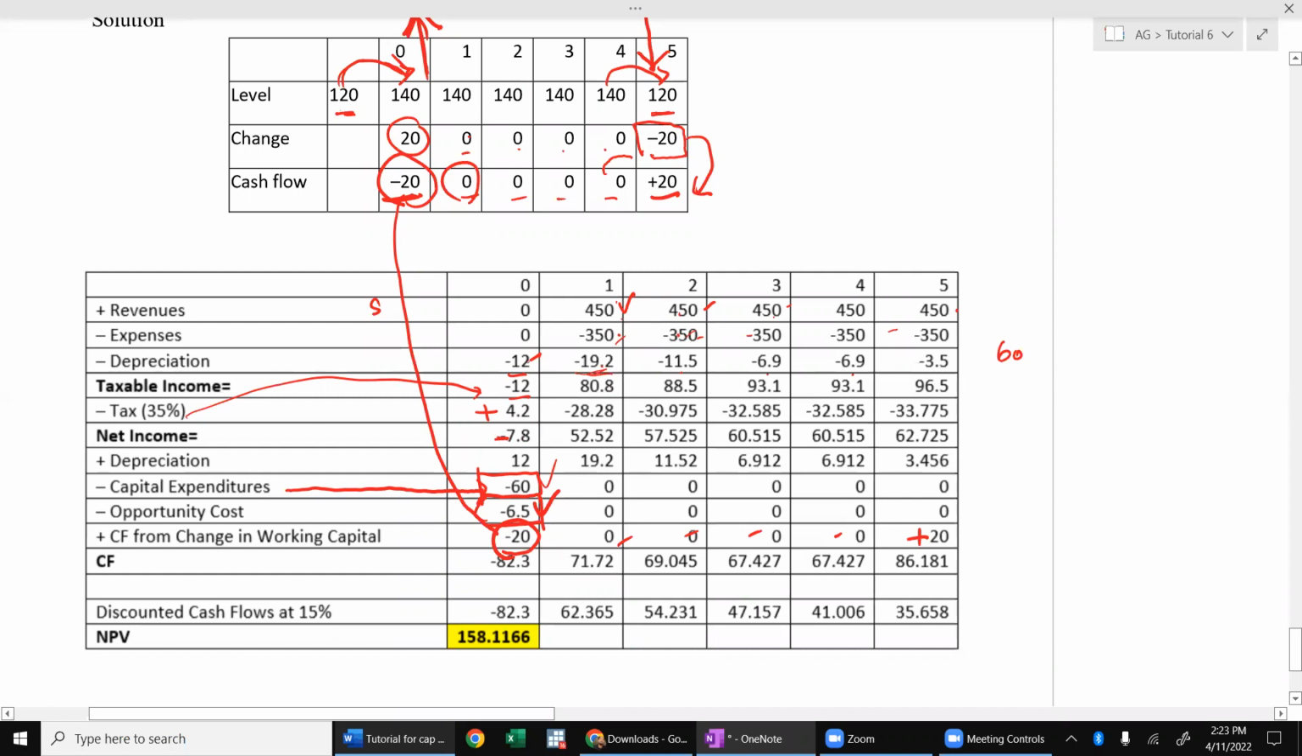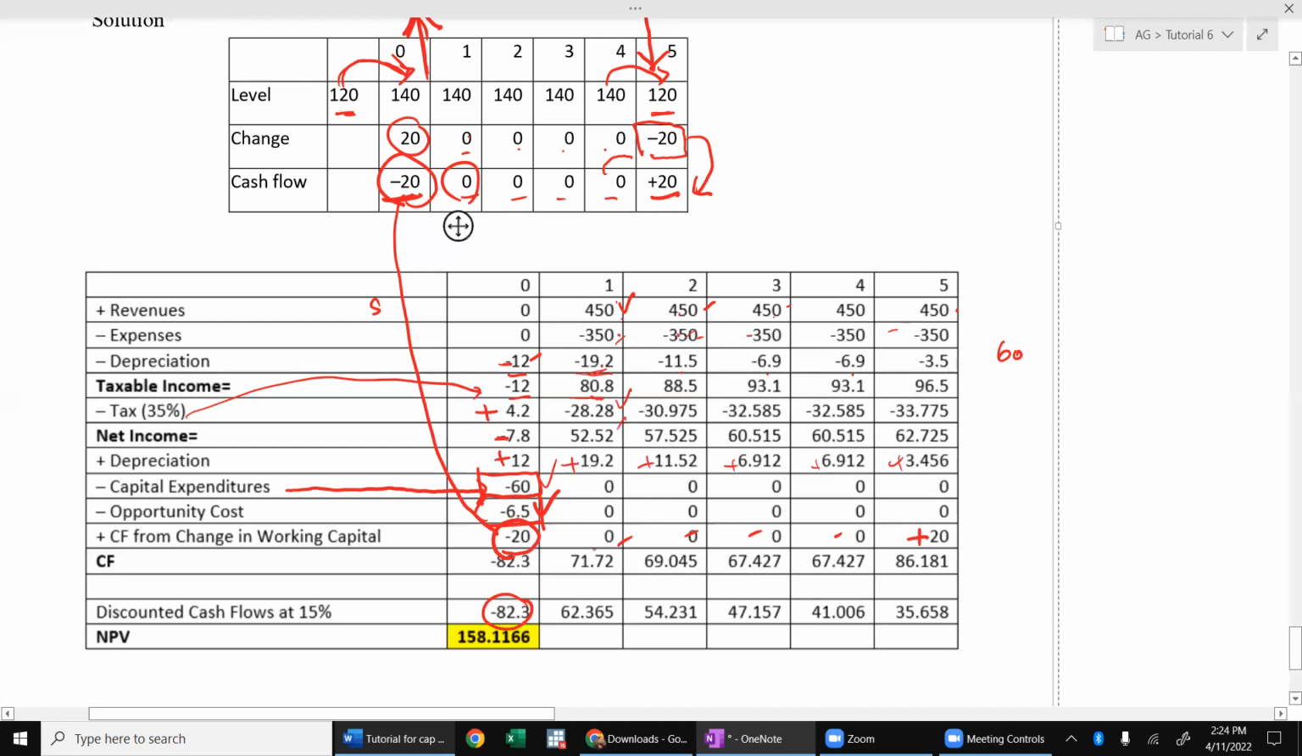So depreciation, you will add back. Previously, you had subtracted that, and now you are going to add back the depreciation. And capital expenditure is 60. Opportunity cost is 6.5, and working capital is 20. So it will be 82.3. And the rest of the cash flows, as you can see, are simple. This is your taxable income, you pay tax, and then this is net income, add back depreciation.